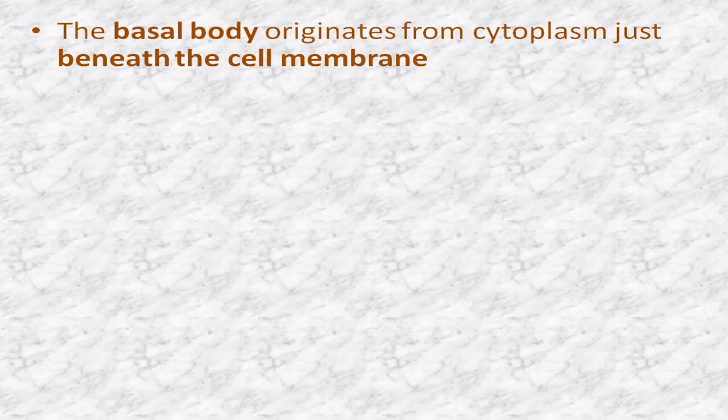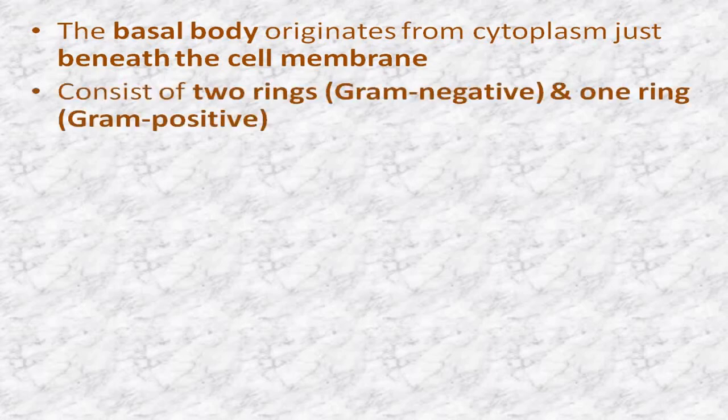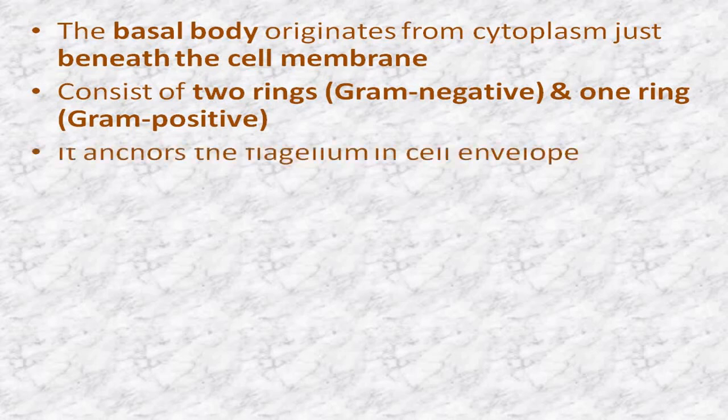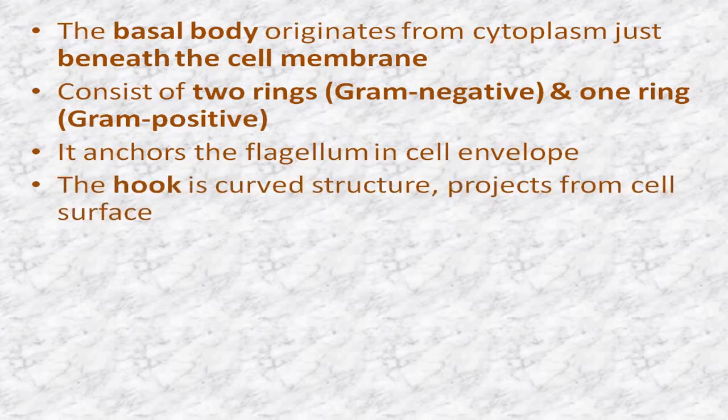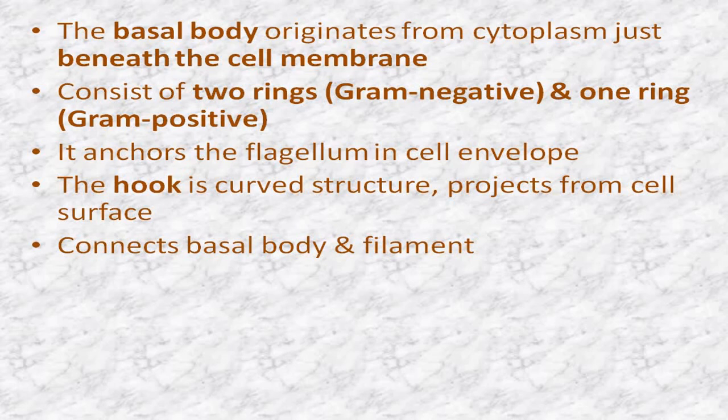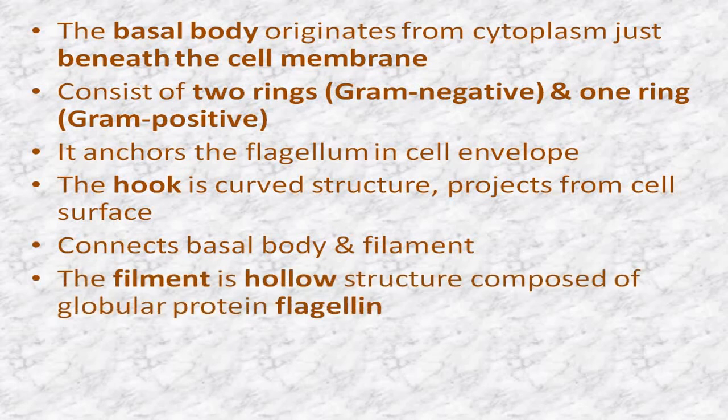The basal body is present in the cytoplasm just beneath the cell membrane. In the case of gram-negative bacteria, it consists of two rings, and in the case of gram-positive, it consists of one ring only. It helps the flagellum to anchor itself in the cell envelope or cell membrane. Then from the ring, the hook is a curved structure that projects from the surface of the cell, and it connects the basal body and the filament.